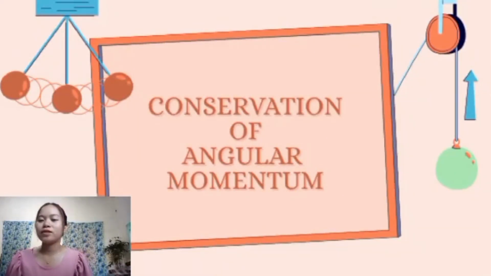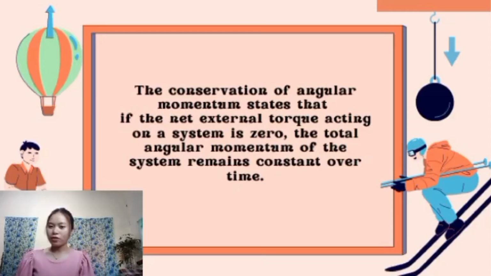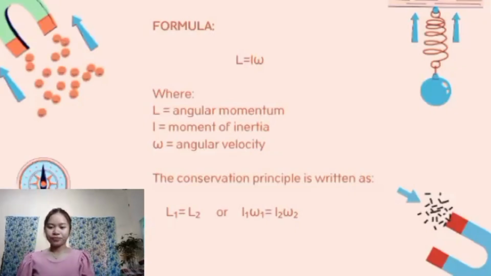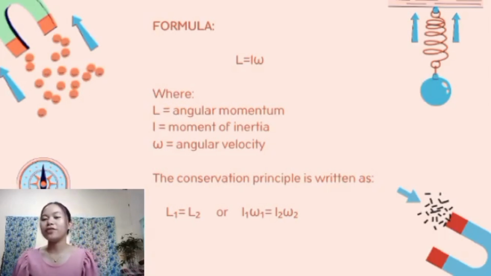So the next topic is the conservation of angular momentum. The conservation of angular momentum states that if the net external torque acting on a system is zero, the total angular momentum of the system remains constant over time. So if there is no external torque acting on the system, its total angular momentum just remains constant. Its formula is angular momentum equals moment of inertia times angular velocity, where L is the angular momentum, I is the moment of inertia, and omega is the angular velocity.